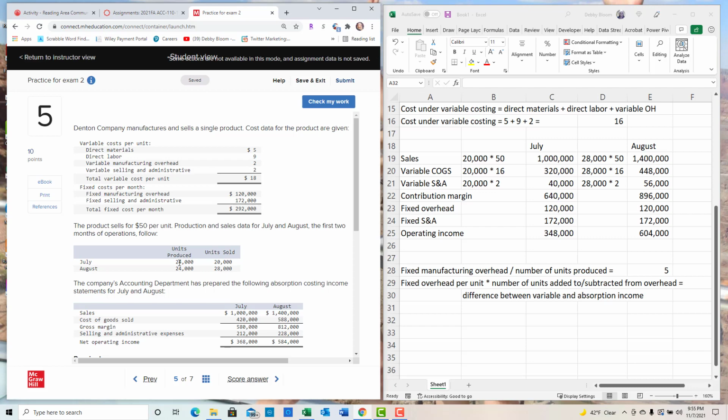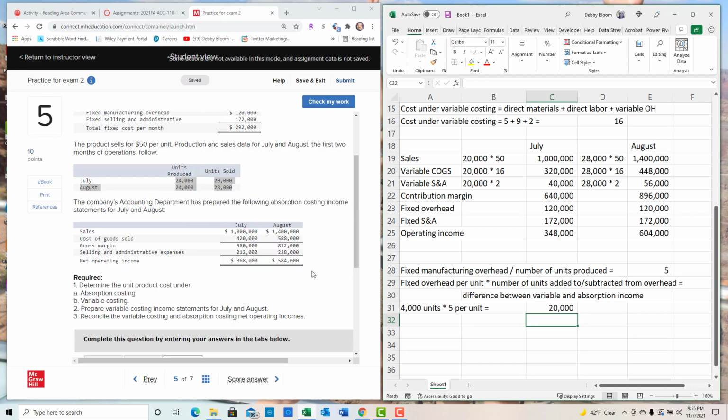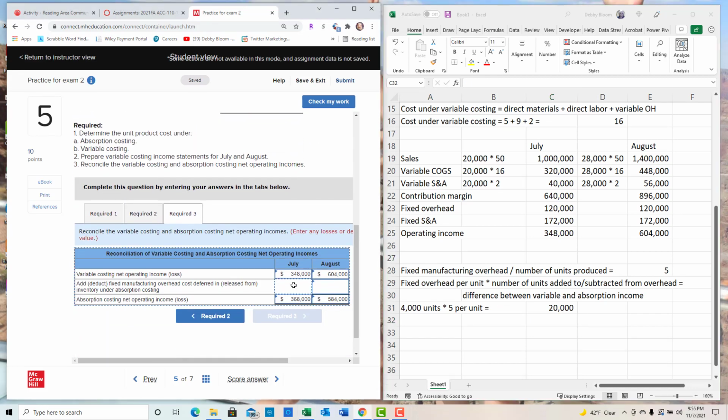We can take a look. It lets me highlight these. In both cases, the difference is 4,000 units. So 4,000 units multiplied by the $5 per unit means that the difference is going to be 20,000, which is exactly the difference between the two incomes.